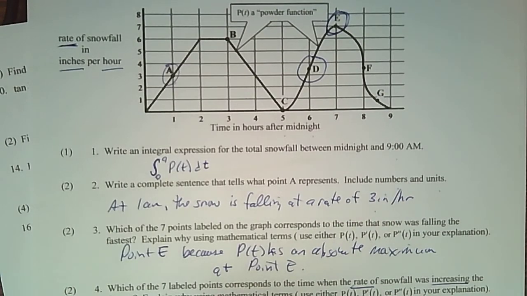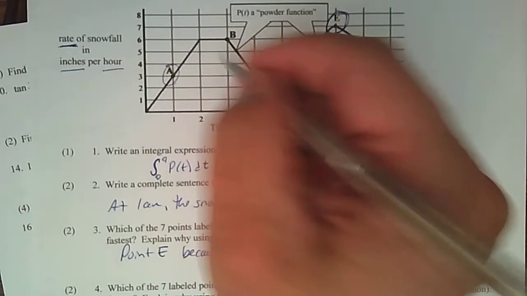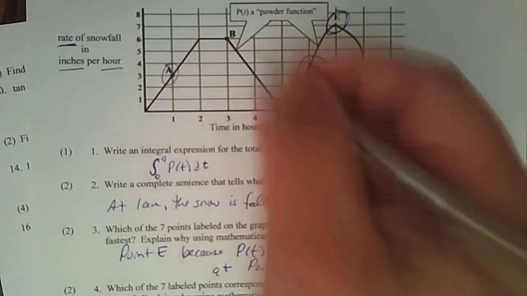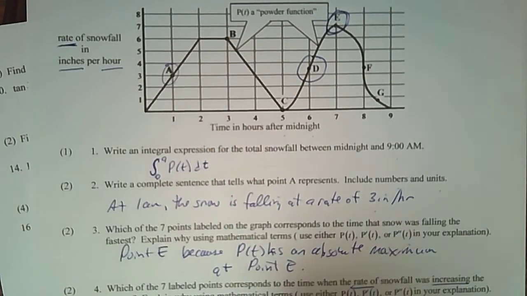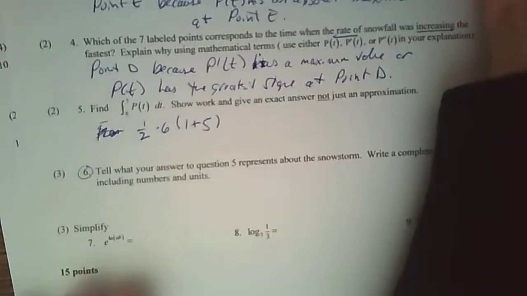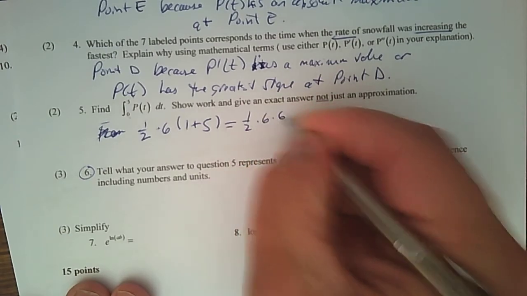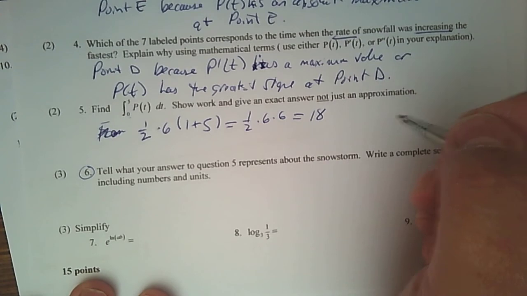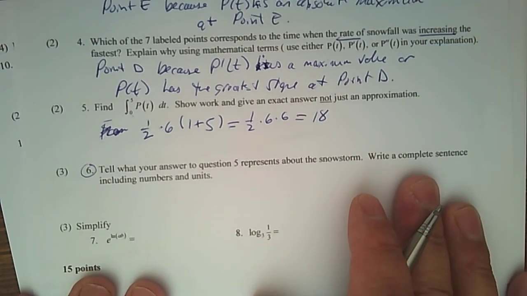So the area of a trapezoid is 1/2. I'll show my work in a second. What's the height of this? Make sure you know the units. It's 6 inches, so the height is 6. And then what are the bases? So one width is 1, and the other one is 5. And we're going to put that together. So 1/2 times 6, and then 1 plus 5. So that's 6 times 6, and then half of that. And so I get the answer 18 using a trapezoid.